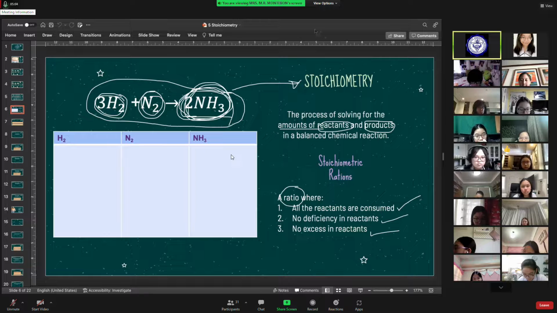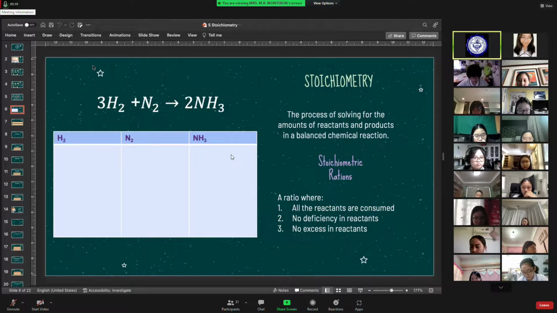Okay, so we're clear? So you get the idea that this is ratio. From this example, 3H2 plus N2 will yield 2NH3, 2 moles of ammonia.